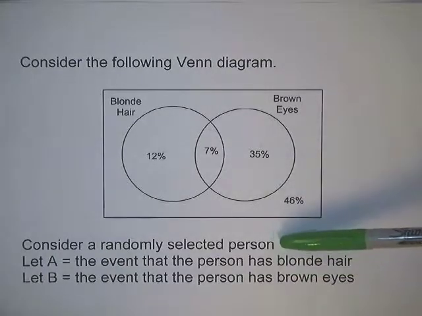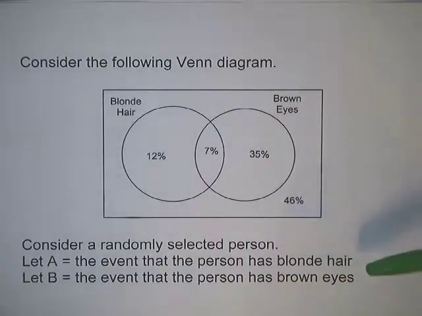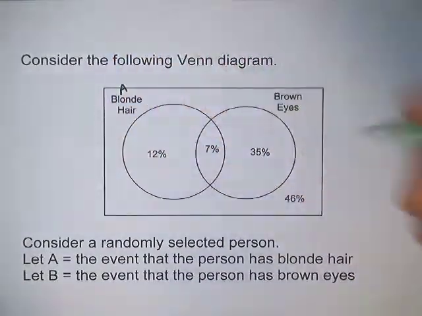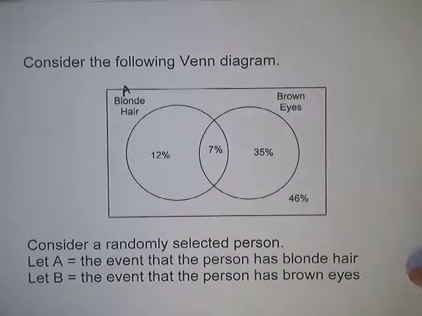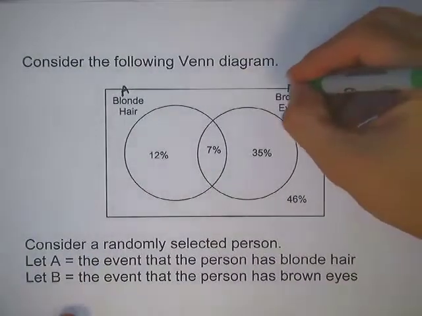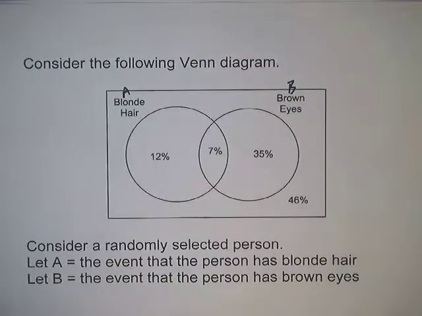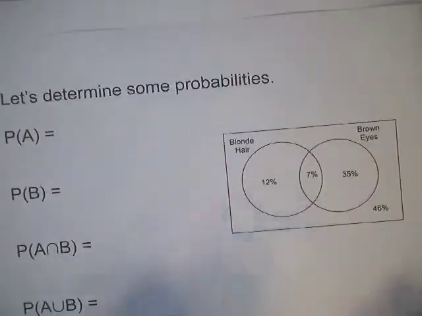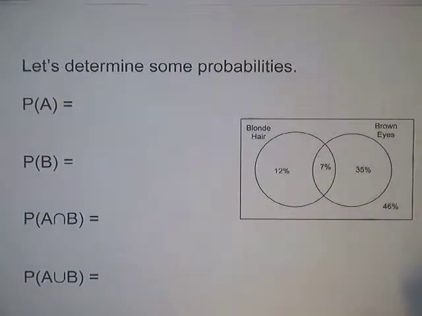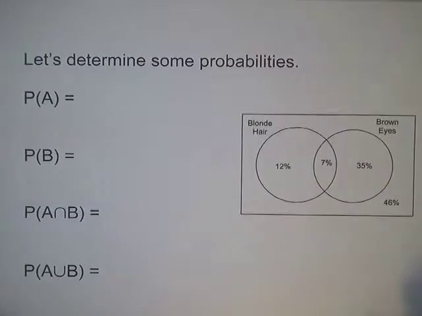Alright, so for simplicity, let's just define two events here. Let event A be the event that a person has blonde hair. So this is A. And event B be the event that the person has brown eyes. So this is going to be B over here. Let's just start by determining some probabilities that we're eventually going to use to calculate some conditional probabilities.